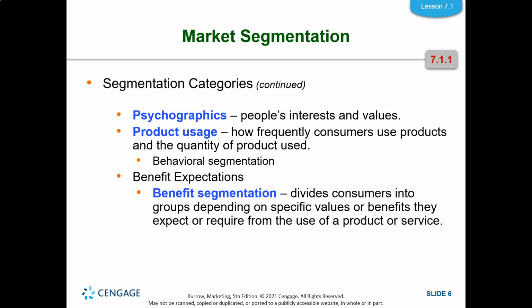Behavioral segmentation is a part of that. Benefit expectations. So benefit segmentation is this. It divides consumers into groups depending on specific values or benefits they expect or require from the use of a product or service. So benefit segmentation, for instance, would be truck people versus car people. So truck people really don't care about things that would only be on a car. So there would be a benefit to having like raised tires and that sort of thing. So that's segmenting out based on benefit or value.